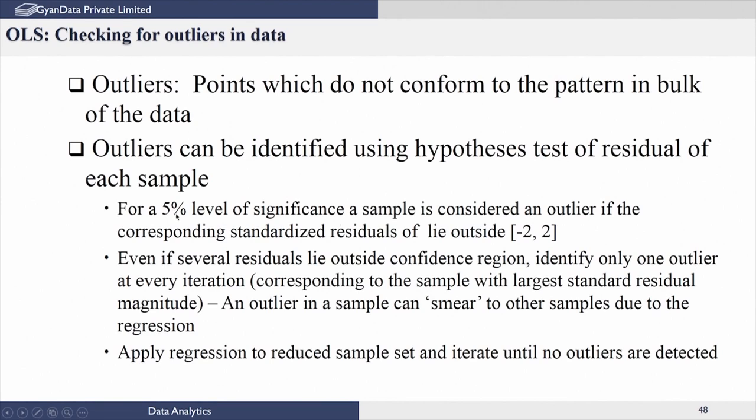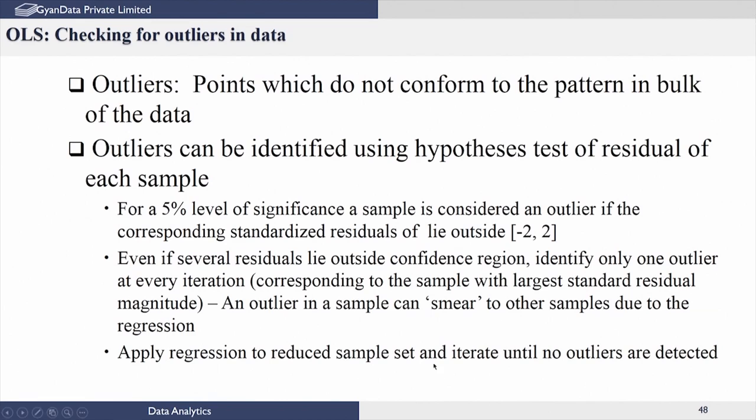So, if we use a 5% level of significance, we can run a hypothesis test for each sample residual, and if the residual lies outside -2 to +2, we can conclude that the sample is an outlier. So, for each sample we test whether the sample standardized residual lies outside of this interval, and if it lies outside this interval, we can conclude that that particular sample may be an outlier and remove it from our data set.